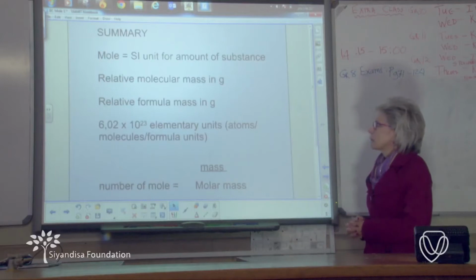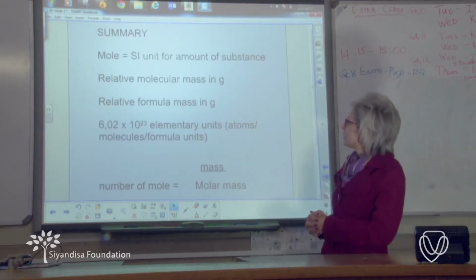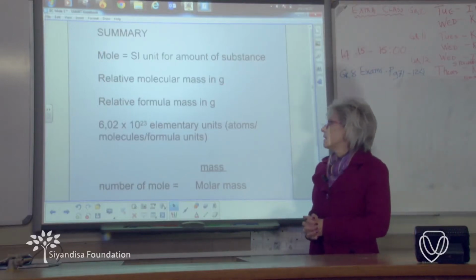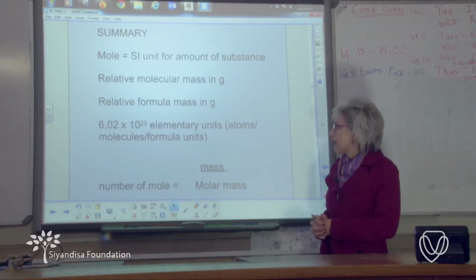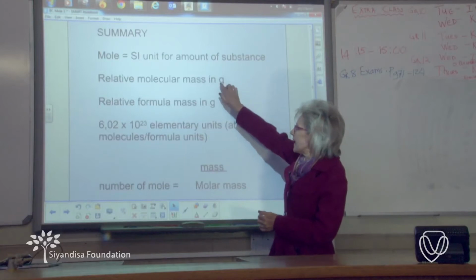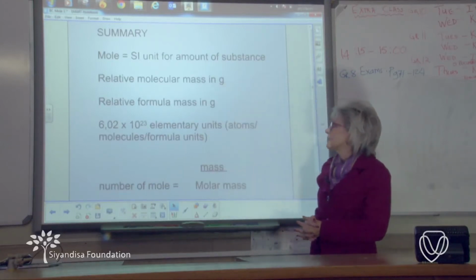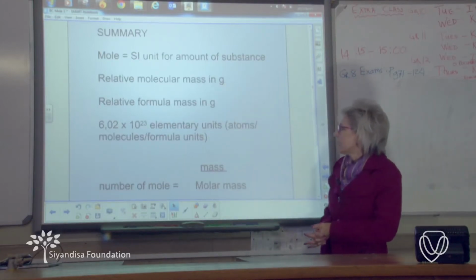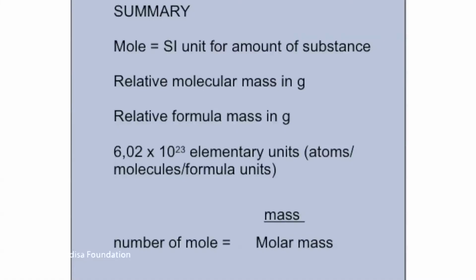Our summary, what is the mole then? It's the SI unit for the amount of substance, the relative molecular mass in gram, the relative formula mass in gram, remember the difference, covalent compounds molecular mass, ionic compounds formula mass, and then 6,02 times 10 to the power 23 elementary units.